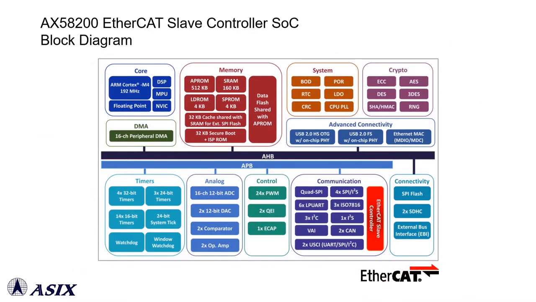This is the block diagram of AX58200 EtherCAT slave controller SoC. AX58200 is suitable for various smart industrial automation applications, such as motor motion control, digital I/O control, robotics, etc.